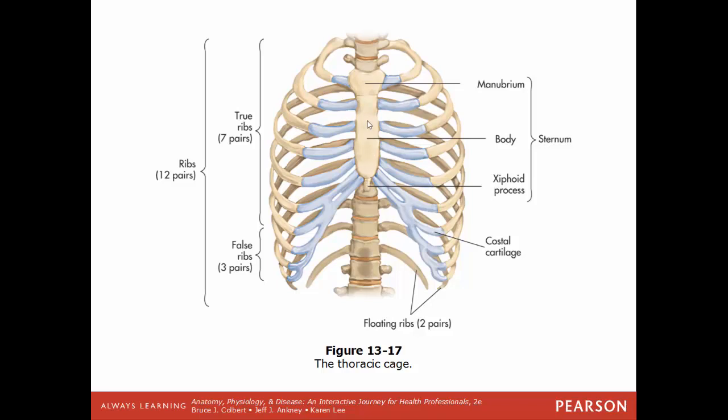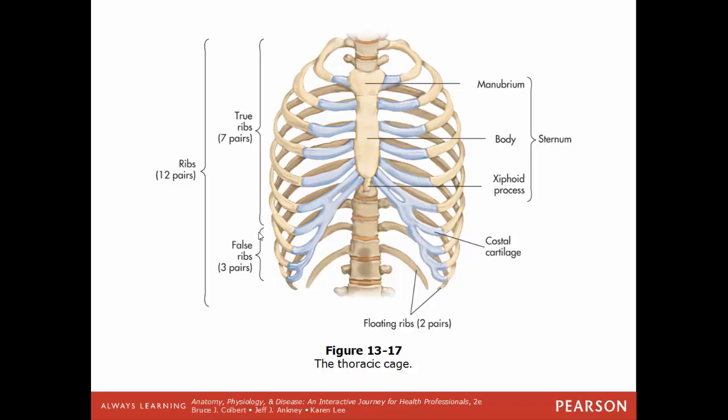You can think of this as a necktie. You know, the knot part of the tie would be the manubrium, and the length of the tie would be the body. Then the point at the very end of the tie would correspond to the xiphoid process. All right, the first 7 pairs of ribs, 1 through 7, are the true ribs. They connect directly from the vertebral column right to the sternum.